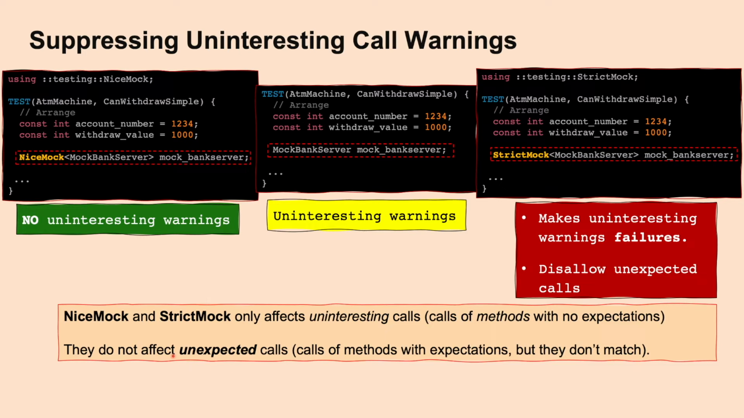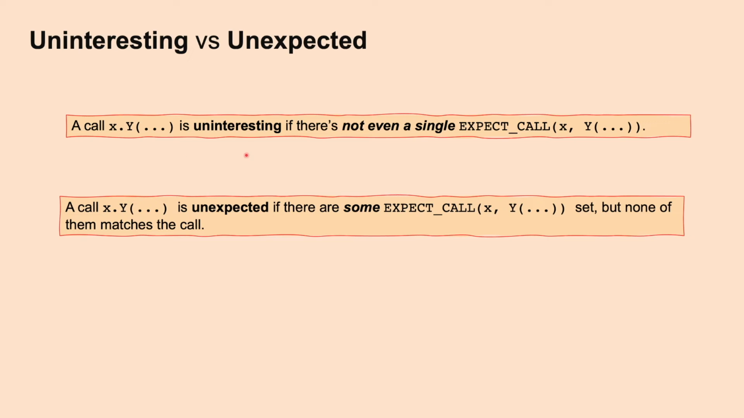What does an unexpected call mean? An uninteresting call is the call for which you have not even a single expect call, as we saw in the previous example. An unexpected call, however, is that there is at least one expect call for this method. However, that expect call does not match the actual call. What am I saying? Let's look at an example.